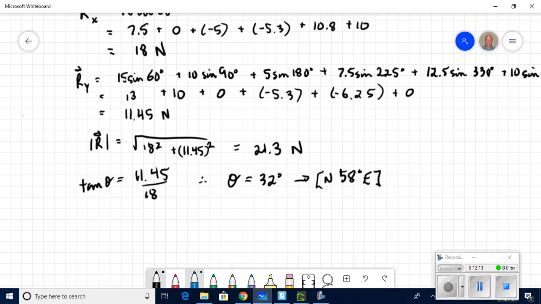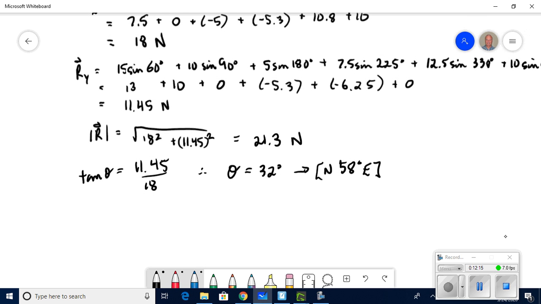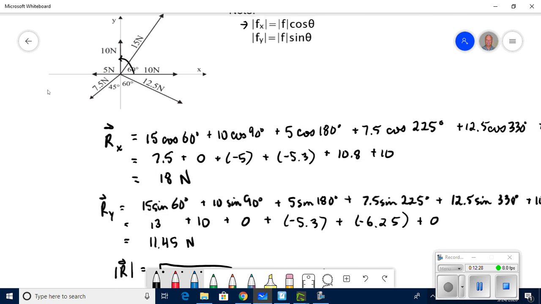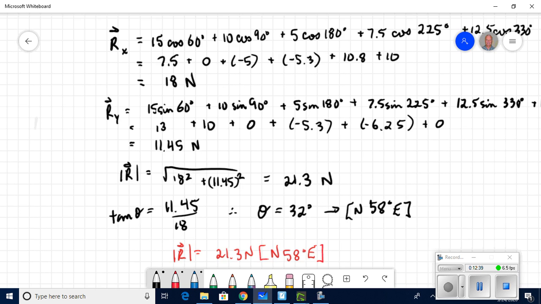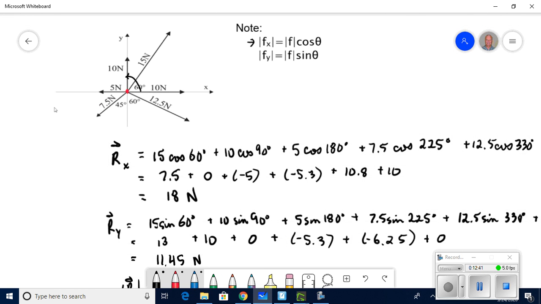So my resultant vector, let's bring it all together. It is 21.3 newtons north, 58 degrees east. So what this means is that if I had a position here and I had forces pulling on each of these positions, the resultant vector would be 21.3 north, 58 degrees east. So it would be going off like this.